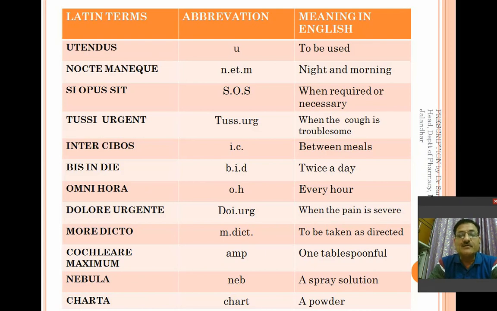So you again go through the video, see all the slides, note down their number. If you find any problem in any slide, if you couldn't understand any meaning, any term, you can ask me. Okay, thank you.